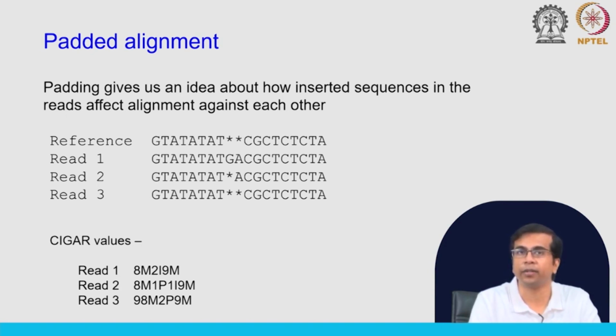The first base here in read 2 is not present, so we can use something called 1P, which is a one base padding, and then you have this one base insertion. In the read 3 example there is no insertion, so this will be used as 2 base padding, 2P. We can look at this bit carefully when you actually look at the data, to see how this is interpreted.